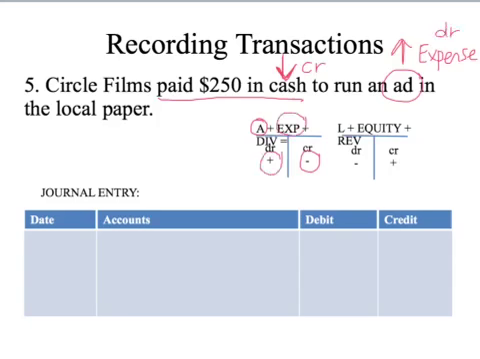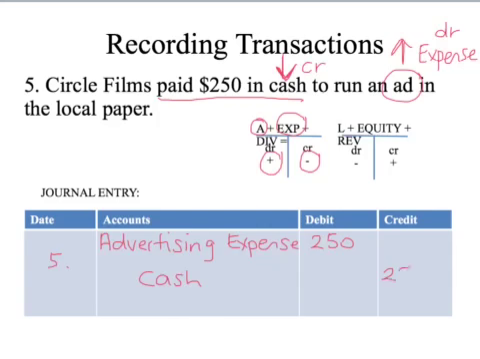All expenses should be listed separately in their own T account. So I'm going to specifically write that this is advertising expenses, not just expenses. Why? If you own a business, you want to know all the different types of expenses you have, not just what the total expenses are.